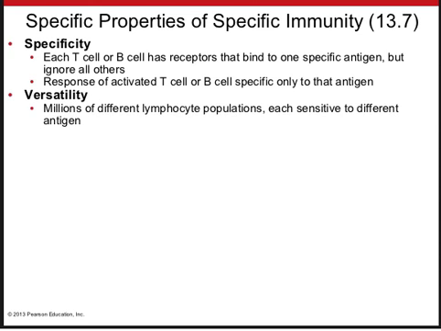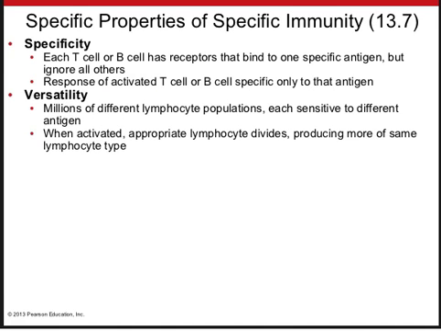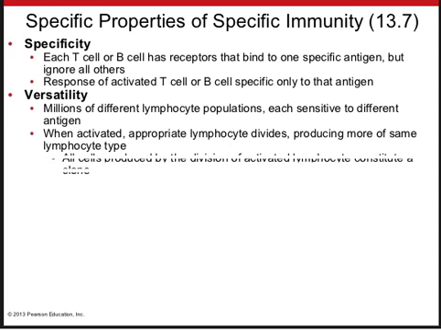It's also versatile. Millions of different lymphocyte populations are sensitive to different antigens, and when activated, the appropriate lymphocyte divides, producing more of the same lymphocyte type. That's what we call creating an army of clones.